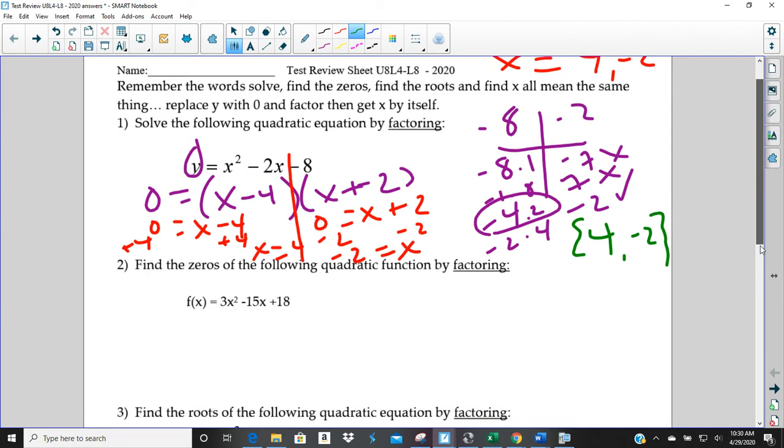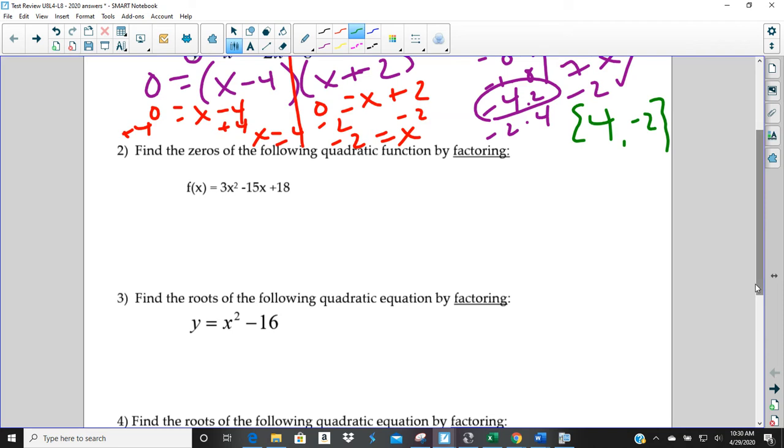Question 2. Find the zeros of the following quadratic by factoring. Now, this is a quadratic where the lead coefficient is not 1. I can also see, this is good news, that 3 is a factor of all three numbers. So I'm going to pull out the 3. I'm going to, again, set this equal to 0. So 0 equals, let's pull out the GCF of 3, and I'm left with x squared minus 5x plus 6.